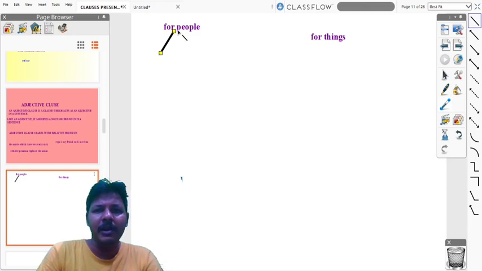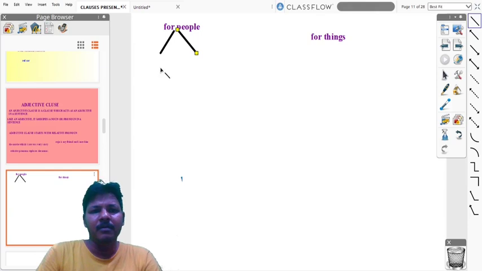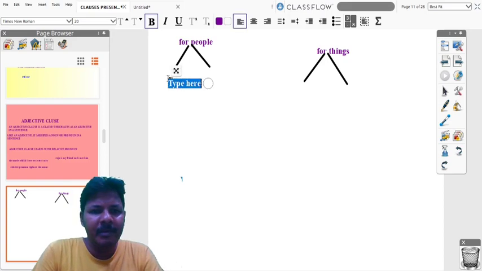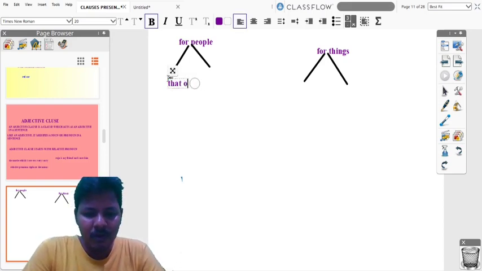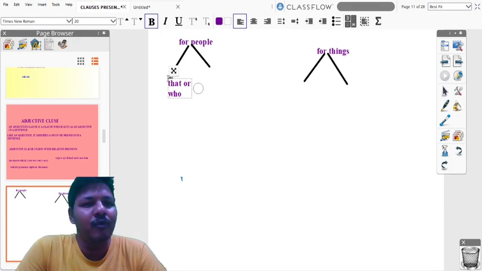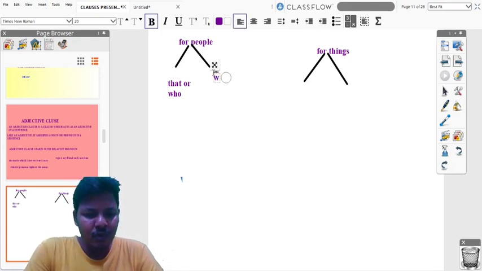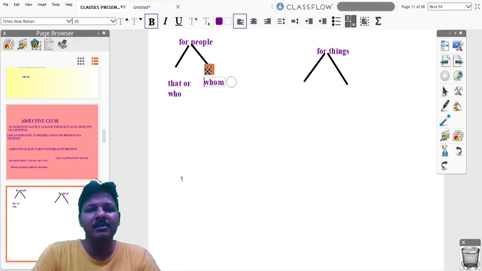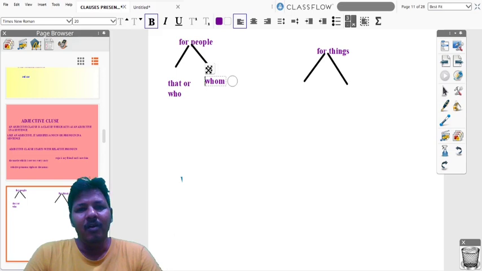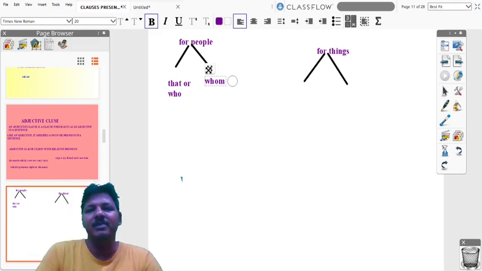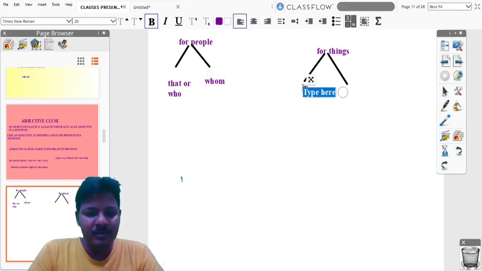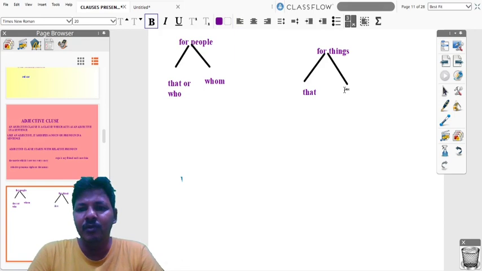I will draw a diagram for you to understand. See, for people we use that or who. You can use either that or who, friends. That is more popular than who, friends. And also whom. For people we use whom also, friends, because whom is the object of the relative clause. And for things, which relative pronouns do we use? That or which. We can use both, friends. It is up to you, you can use either that or which.